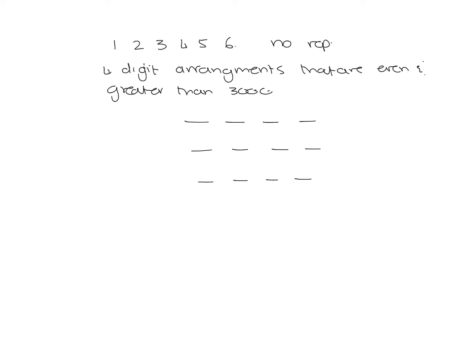So I'll do the even options. There's lots of ways of doing these. So I can either end with a 2, a 4, or a 6. So if we're doing the 2 first, there's one choice of using the 2. Now remember, greater than 3,000 can be 3, 4, 5, or 6. So there's 4 choices. There can be 3, 4, 5, or 6. Then 2 of those numbers are gone, and we've got 4 choices and 3 choices.